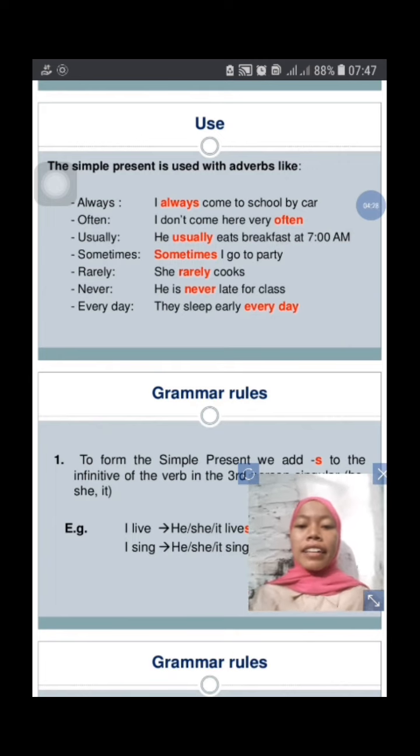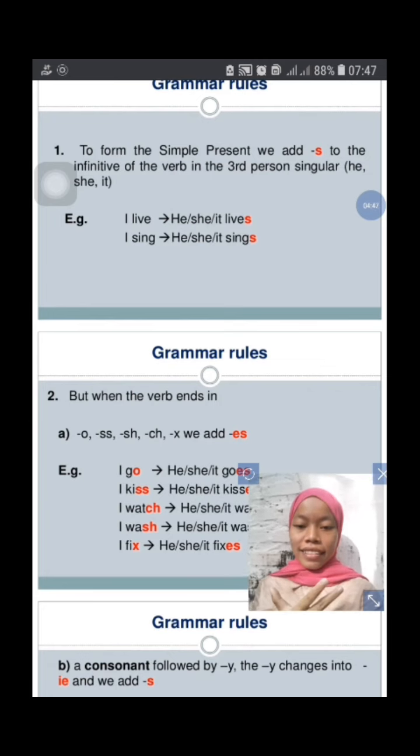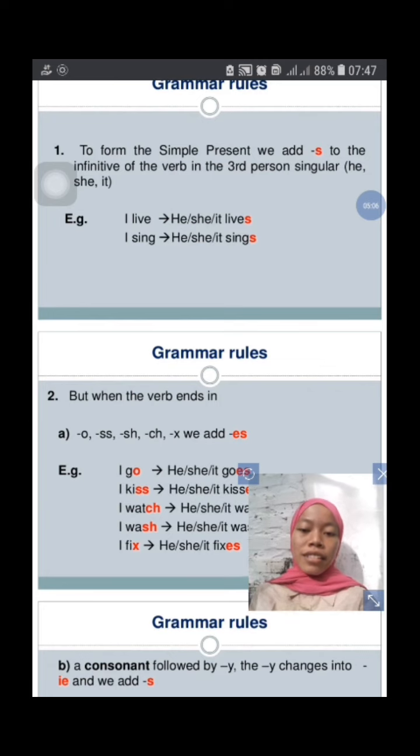Okay, and next, grammar rules. To form the simple present, we add s to the infinitive of the verb in the third person singular. Do you know third person singular? Third person singular is he, she, and it. Example: if we use I, a first person singular, so don't add s. But if we use he, she, or it, we must add s. Example: he lives.